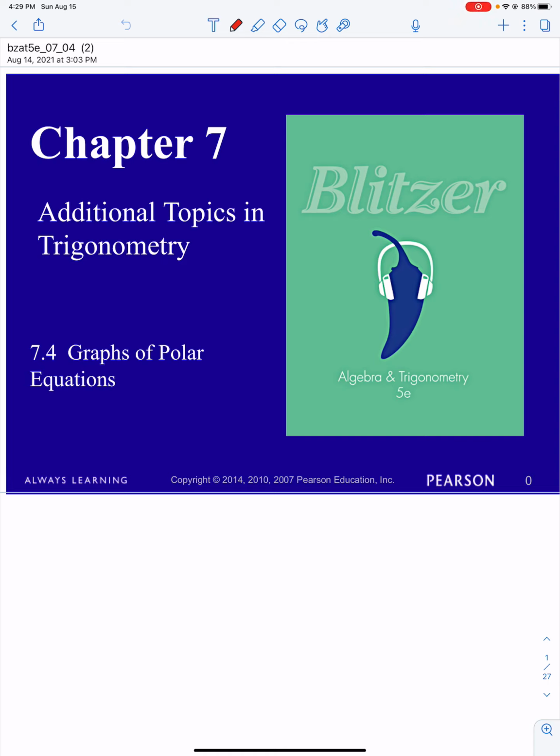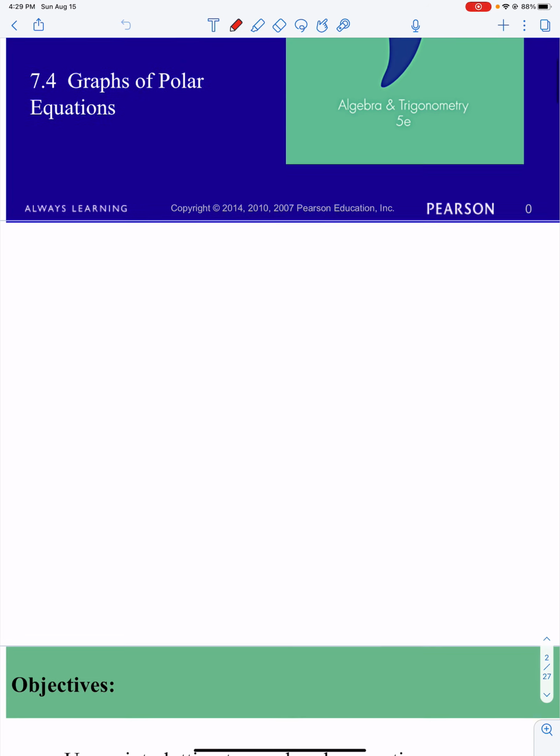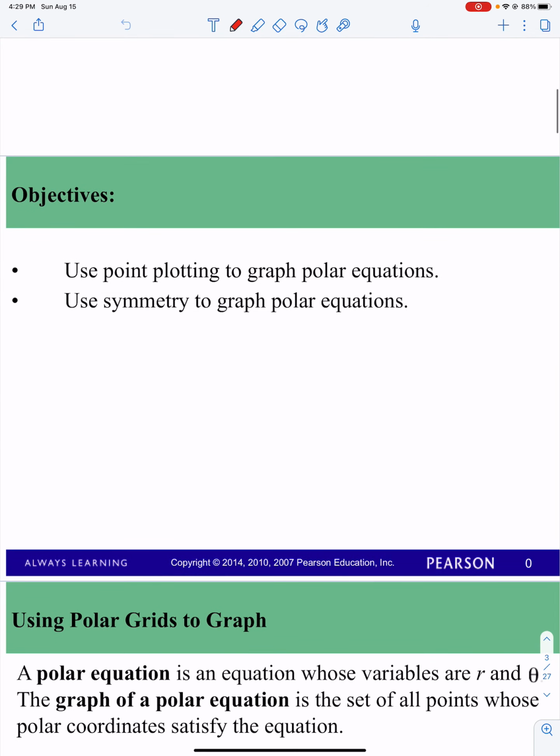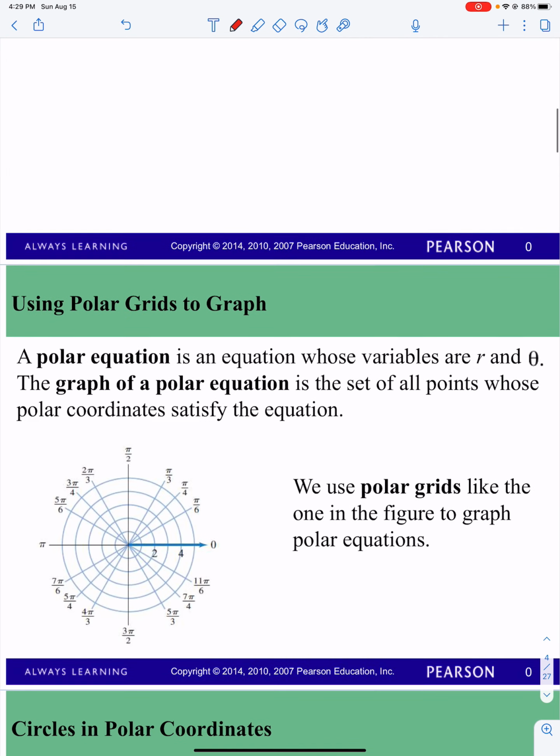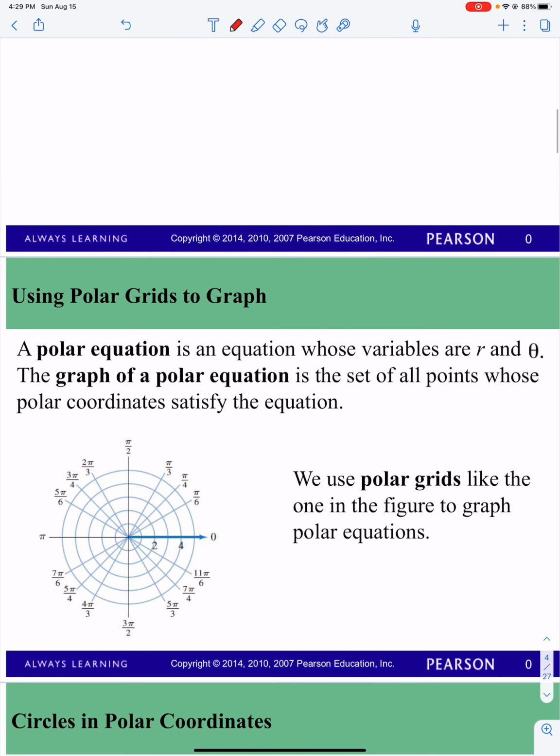Okay, so in this section, we will talk about graphs of polar equations. We wanted to use point plotting to graph the polar equations and also use symmetry. A lot of homework is symmetry to graph polar equations. Actually, we only use the basic concepts of the symmetry. So use polar grids to graph.